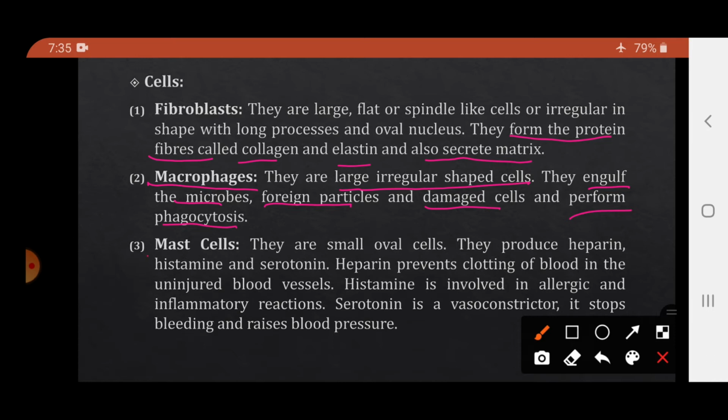And lastly, the third type of the cells are the mast cells. These are the small oval cells. इनका काम करना है to secrete heparin, histamine and serotonin. ये तीन chemicals को secrete करते हैं. One is heparin, another one is histamine and lastly serotonin. Heparin का काम क्या है? So it prevents the clotting of the blood in uninjured blood vessels.